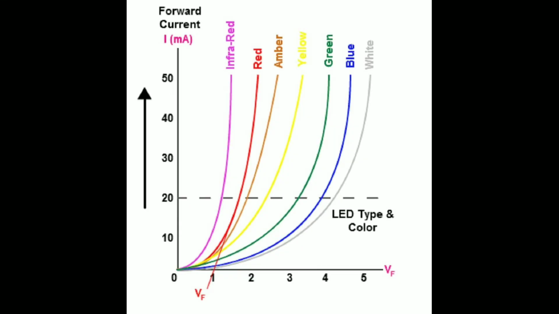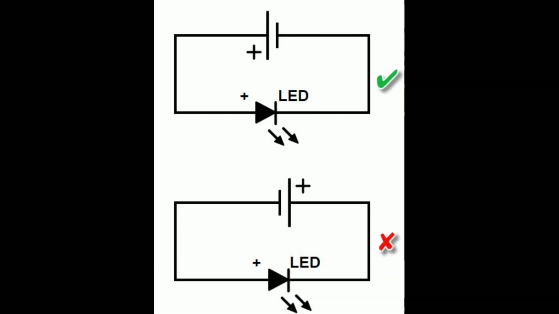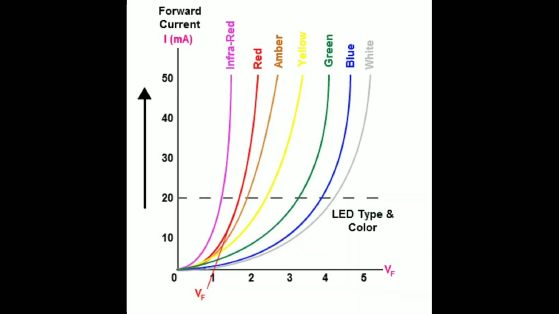Friends, look here, the VI characteristics of LED. Basically, an LED is a semiconductor device which emits light when current is passed through it. LEDs are always connected in forward bias. The VI characteristics of an LED are the same as the diode connected in forward bias condition. So for more details, watch my previous video. Forward bias means what? Look here, friends.